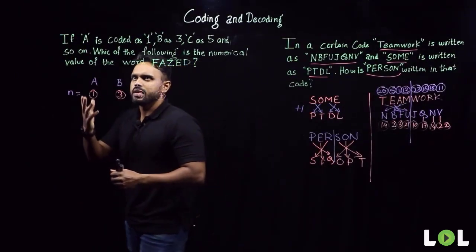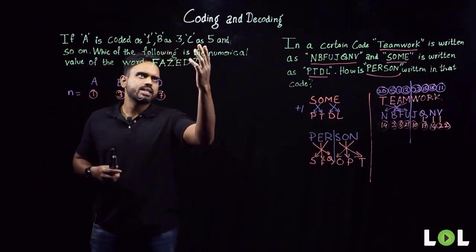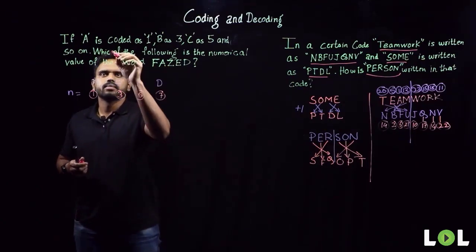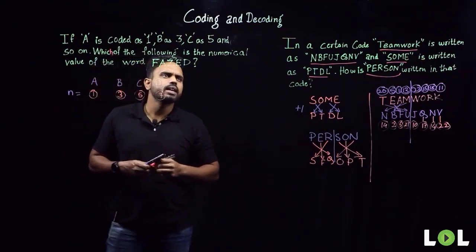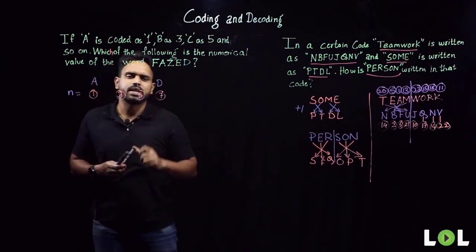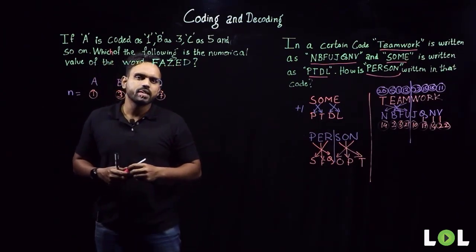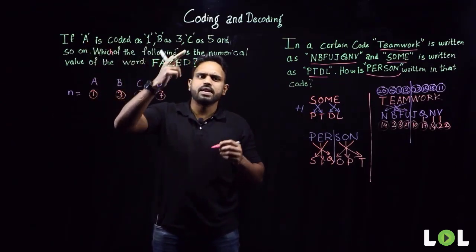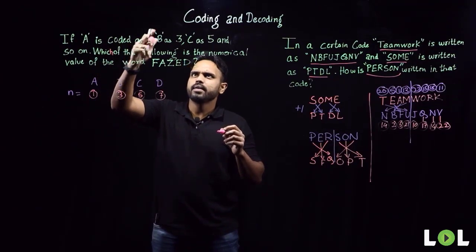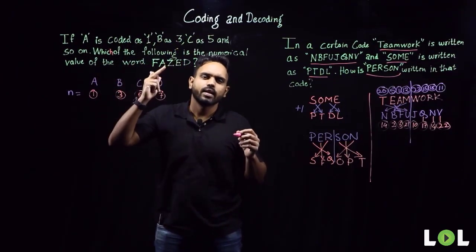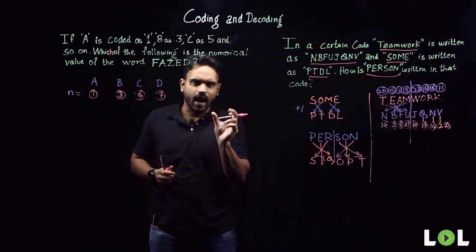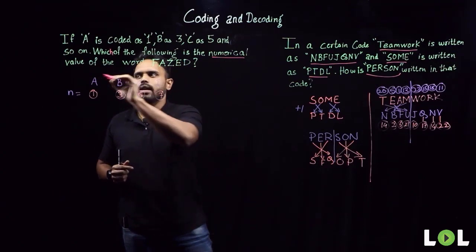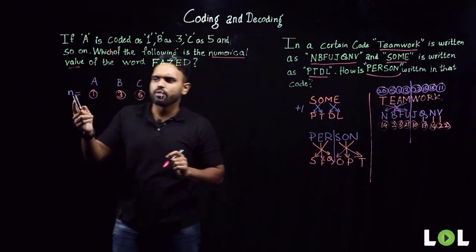So the next question is, if A is coded as 1, B is coded as 3, C is coded as 5, and so on, which of the following is the numerical value of the word faced? When he says numerical value, what does he mean? If I had to find the numerical value of the word ABC, then it would be 1 plus 3 plus 5, that is 9. So whatever sum comes after adding the respective values will be called my numerical value.